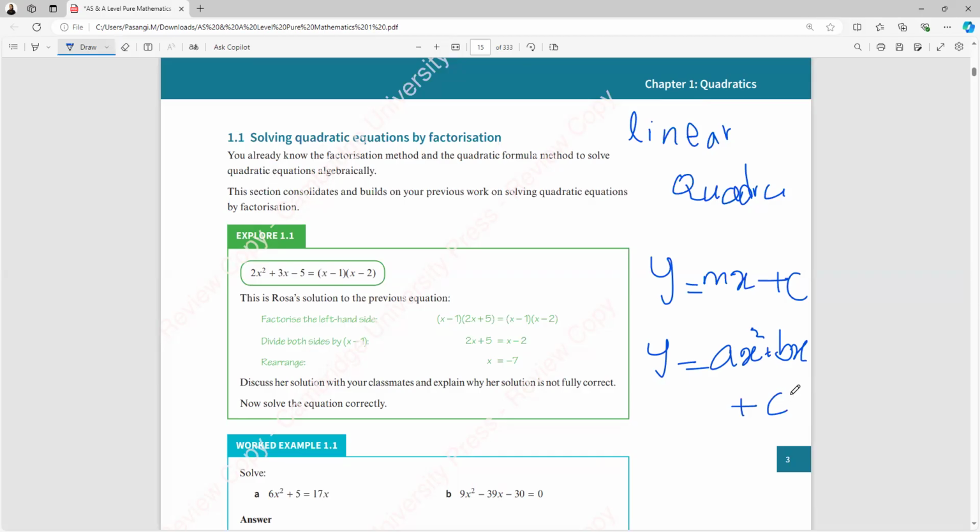call them quadratics. Not only that, earlier in our O levels also, we defined a word called degree. So in linear equations, the degree is 1 or lesser than that. But for the quadratic ones, the degree should be 2 or greater than that. That's how it is.